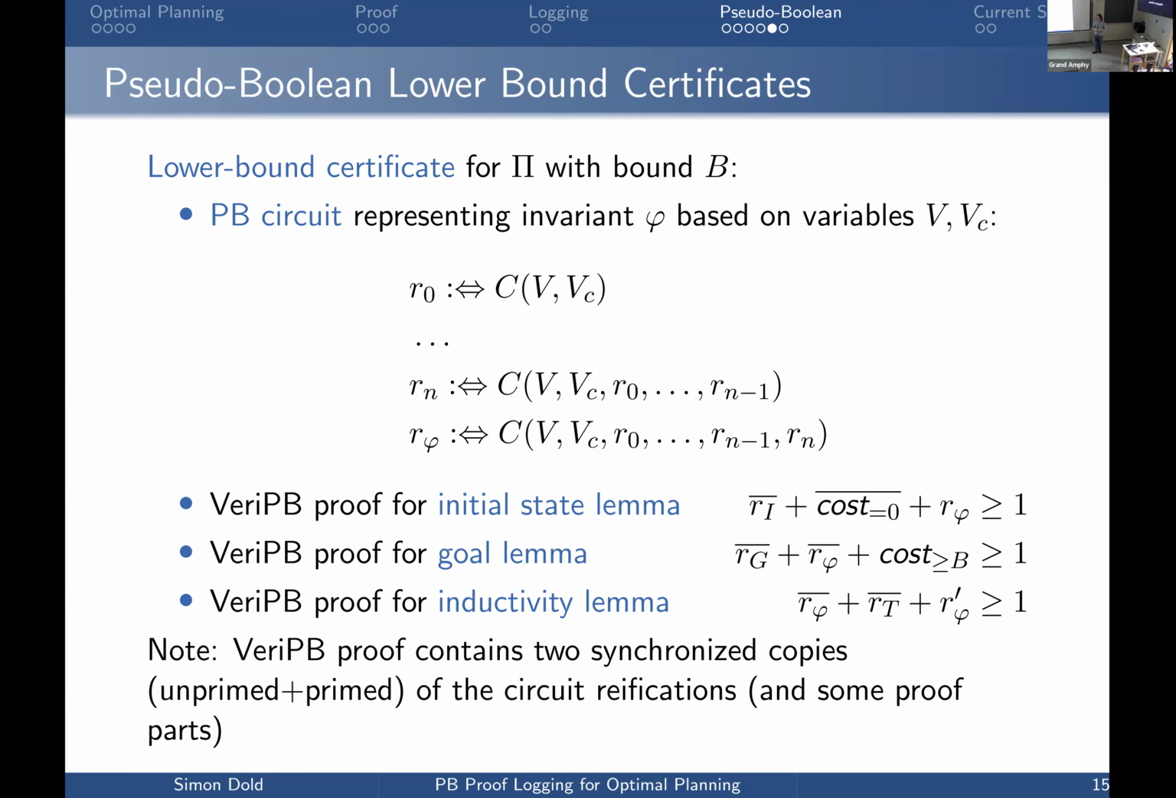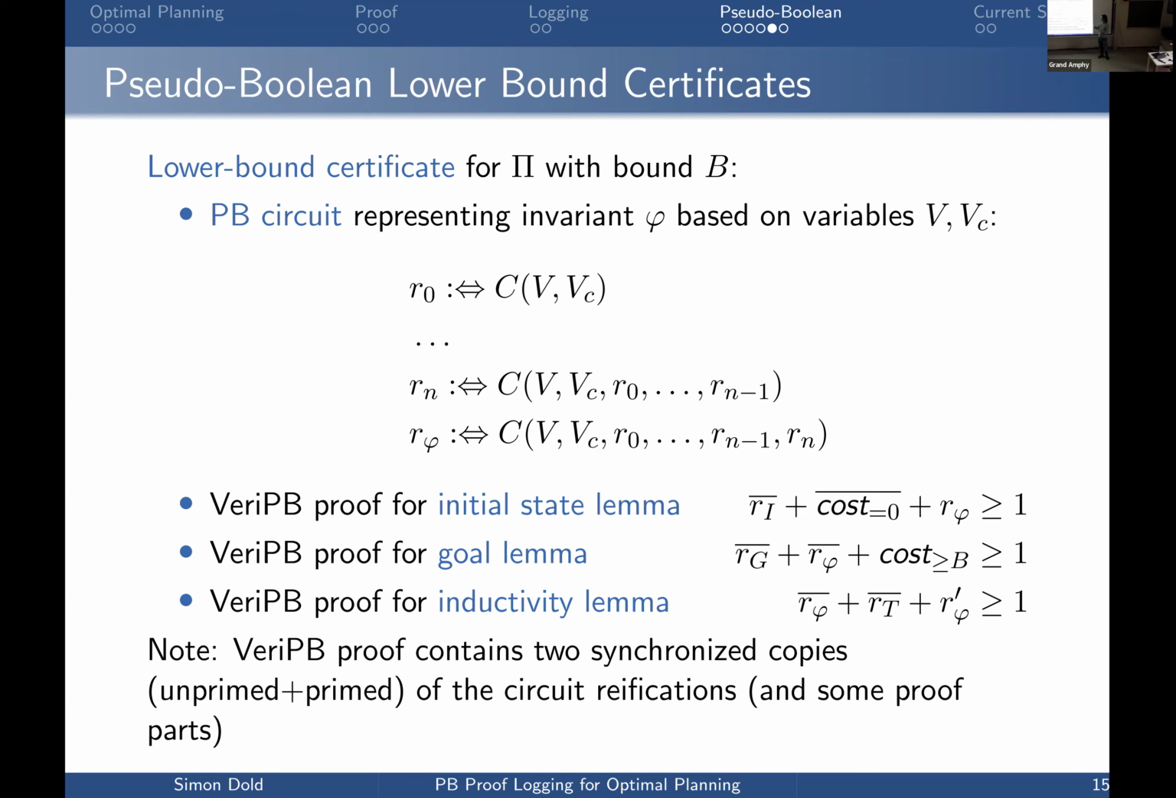And then that's the encoding of the planning task, but we also want the encoding of the invariant. And for that, we build up a Pseudo-Boolean circuit based on the variables b and bc. And it is important that we are not using the primed version. This should be purely in the unprimed world.